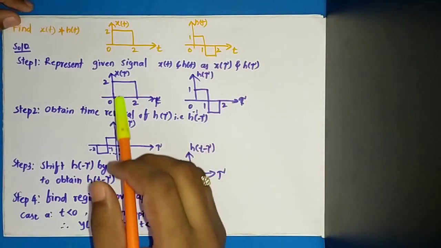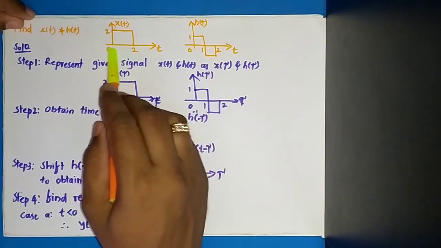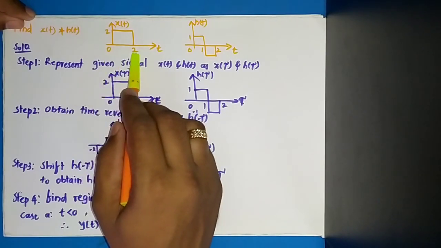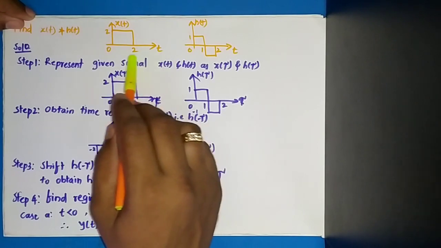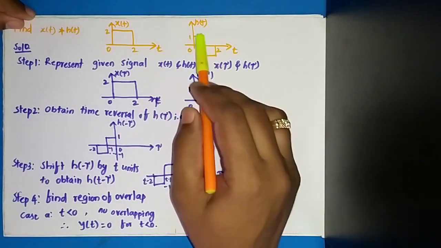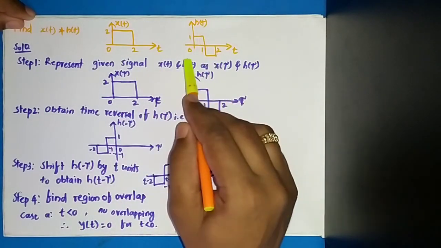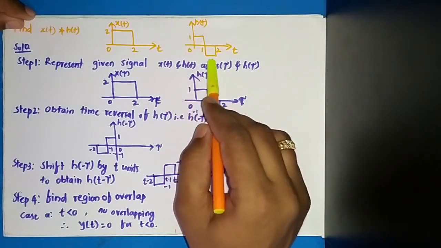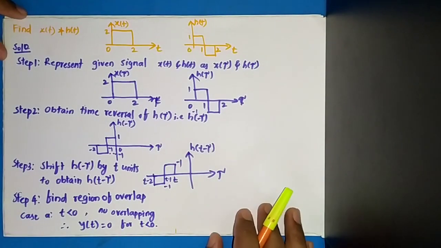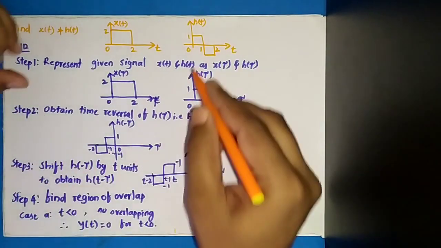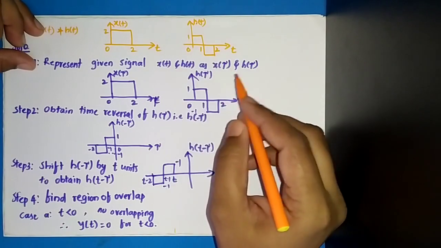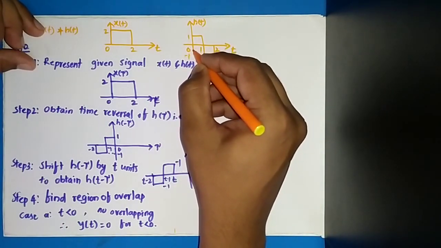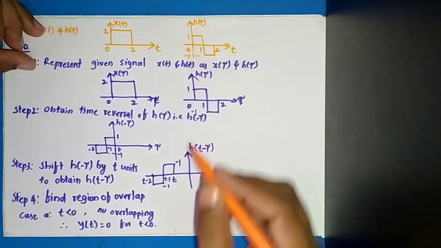You can see here x of t is given. It's a continuous time signal. It starts at 0 and ends at 2 with amplitude 2. And here there is h of t, which is a little varied signal. It will have different amplitudes at different intervals of time. From 0 to 1 its amplitude is 1, and from 1 to 2 its amplitude is -1. I forgot to mention here, it is -1.